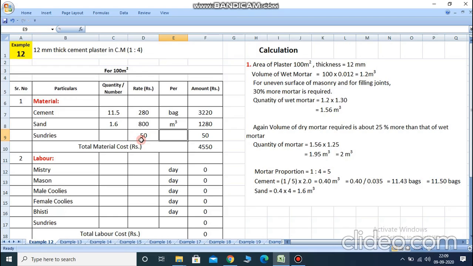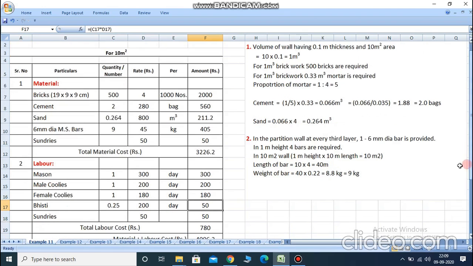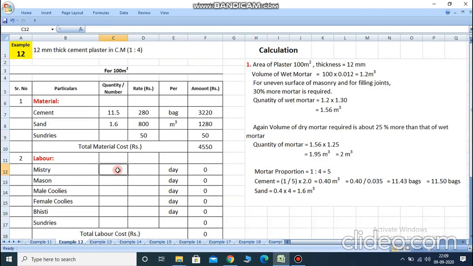Now to complete the 12 mm thick plaster work, the same as the 10 mm thick plaster work, the same mason, male pulley, female pulley, mistri, all these things are required. The same number of labors are required here. So one mistri is required, one mason is required, one male pulley is required, one female pulley is required, and 0.5 bistri is required. So here same as above.